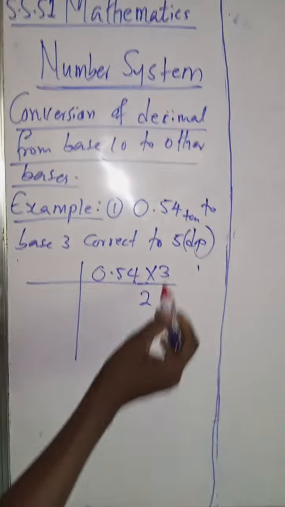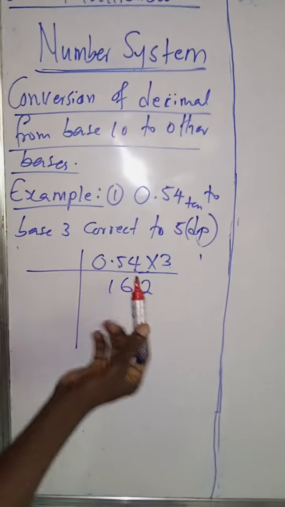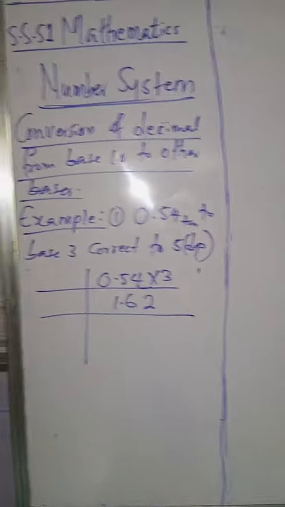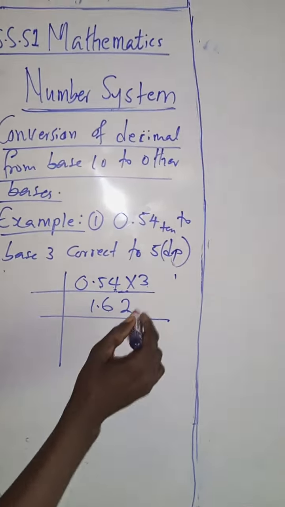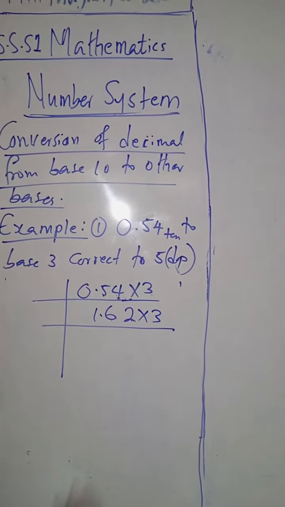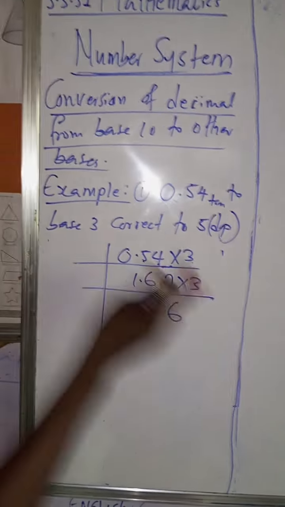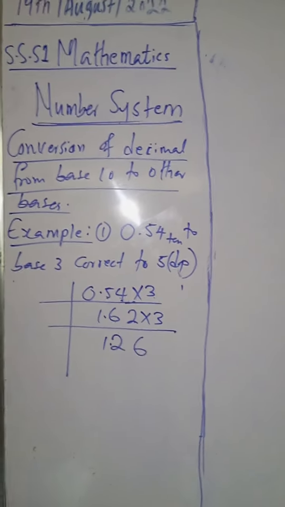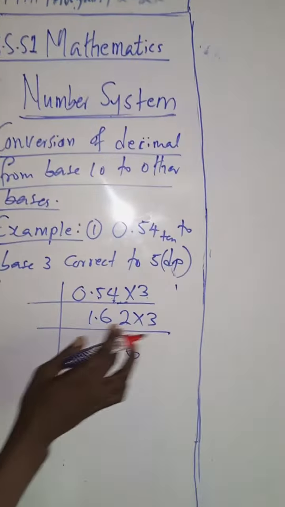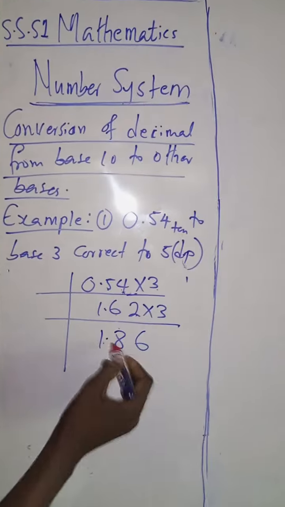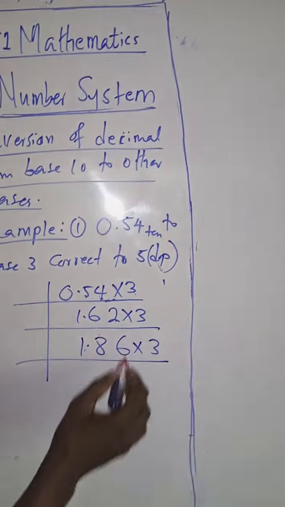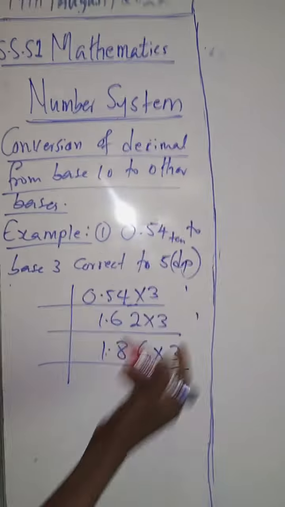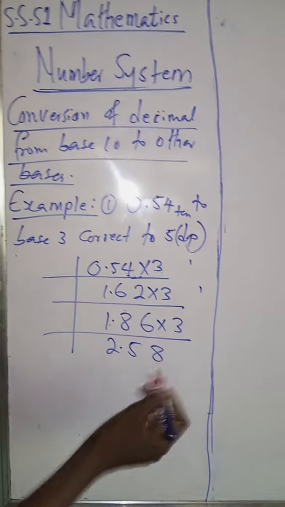Don't forget, we are concerned with the part after the point. This gives me 1.62. I take the 1, and this 0.62 times 3 gives me 1.86. I count the number of places after the point and insert my point. Don't forget, they said to 5 decimal places, so I will multiply for 5 places. I still multiply by 3. This gives me 1.58. I take my 1.